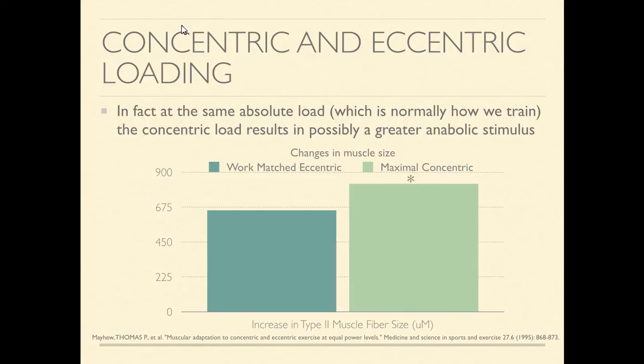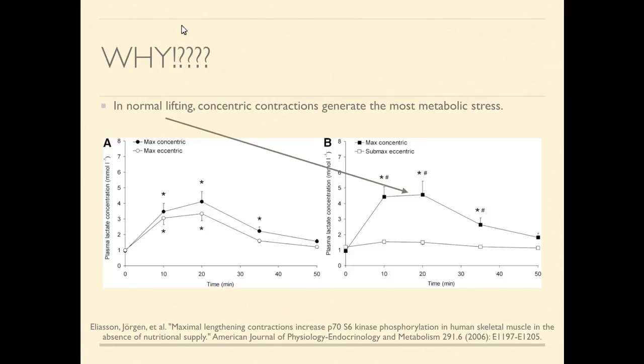Well, because when you work max eccentric versus max concentric, tension is the same, and metabolic stress is lower eccentrically than concentrically. So you develop more hypertrophy in the metabolic environment with less tension. And that's what we see here. Plasma lactate is higher in the maximal concentric than the maximal eccentric, and that is exacerbated when you compare maximal concentric to submaximal eccentric.